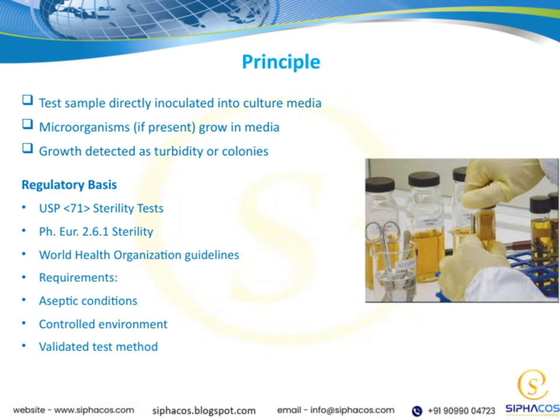Essentially, we take a test sample and directly inoculate it into culture media. If microorganisms are present, they will grow in this media, making it easier for us to detect contamination. Typically, we look for signs of growth such as turbidity or visible colonies, which indicate the presence of microorganisms.